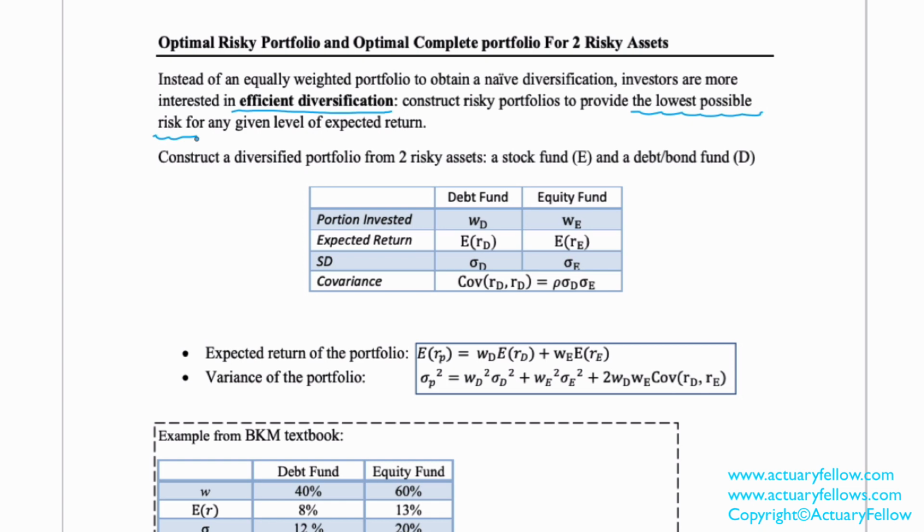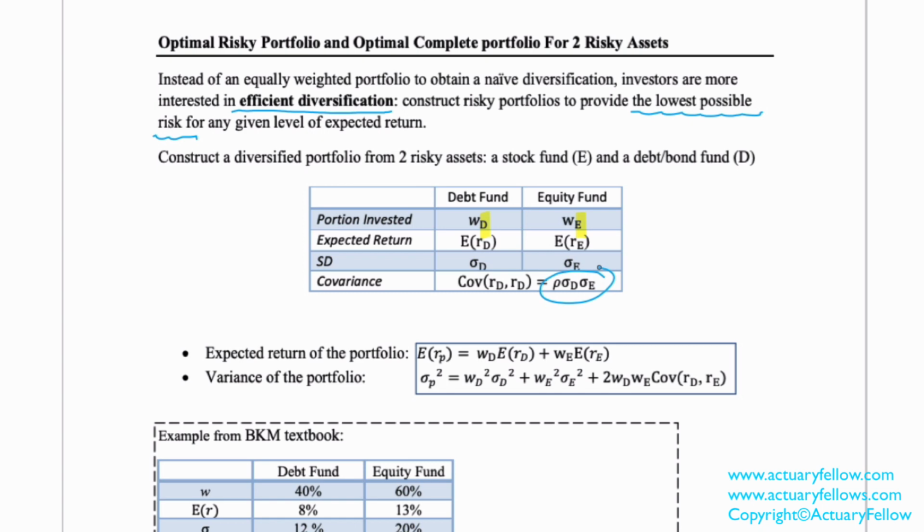Suppose we have an equity fund denoted by E and a debt fund denoted by D. The portion invested in the debt fund is W subscript D and W subscript E for the stock fund. The expected return, standard deviation, and covariance are listed in the table. On the exam, most of the time, correlation is given and you need to calculate the covariance. Correlation times standard deviation of D times standard deviation of E.